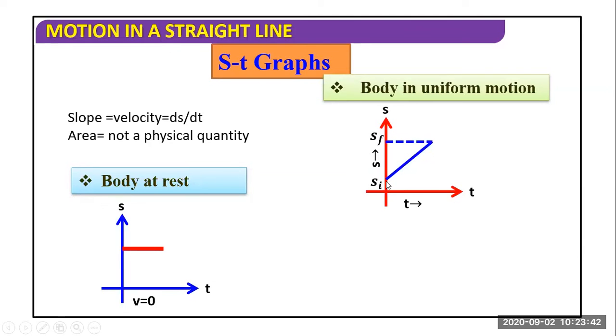A straight line in the ST graph indicates, you can see the slope also. The slope is along the positive direction. So positive direction slope means what? The velocity is positive. Final displacement minus initial displacement by time.